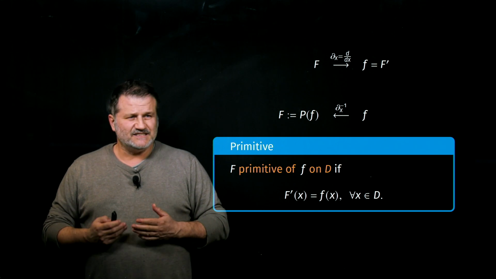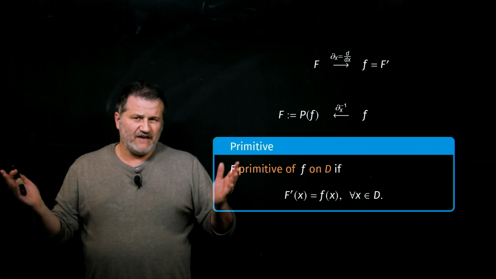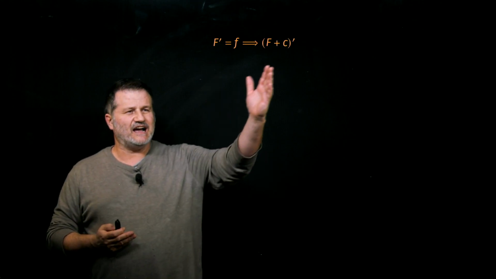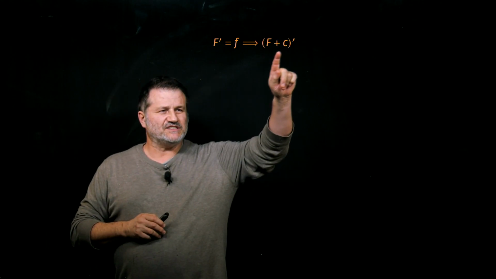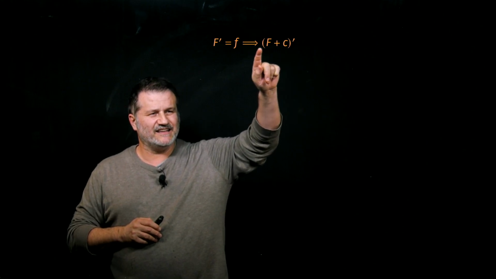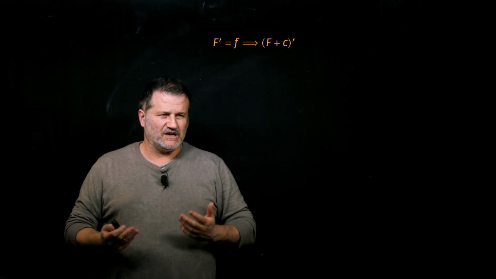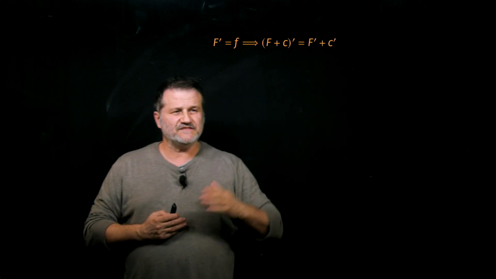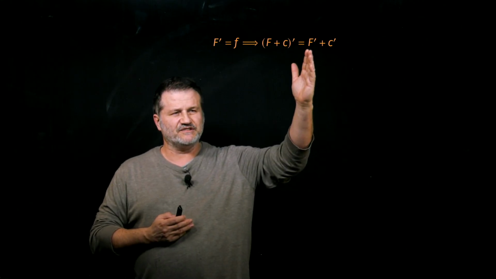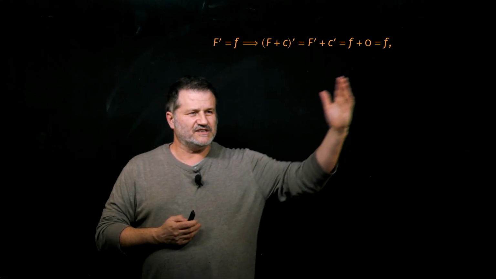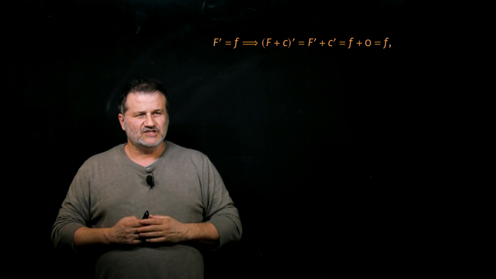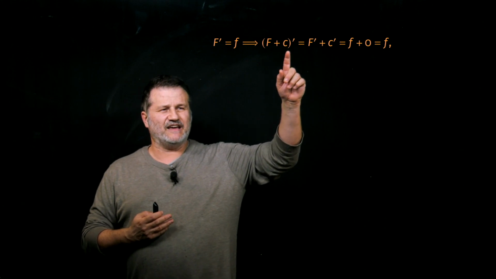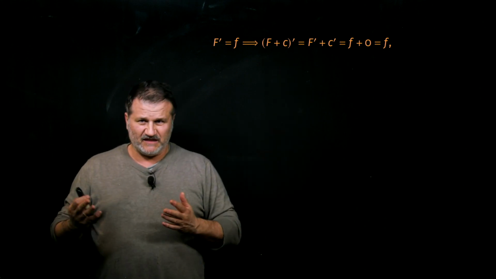A first remark is that if we have a primitive, we have infinitely many, because take a primitive, capital F, and just add a constant. If you add a constant, you may see that the derivative of F plus c, because of the rules of calculus, is the sum of the derivatives. The derivative of the constant is 0. The derivative of F is little f. So this is, again, little f. So if capital F is a primitive of little f, also capital F plus any c is a primitive of little f.